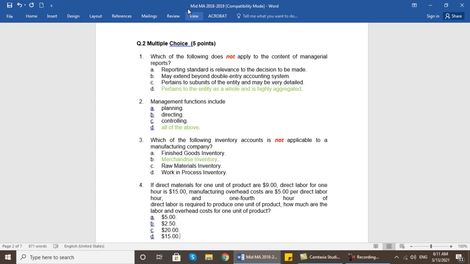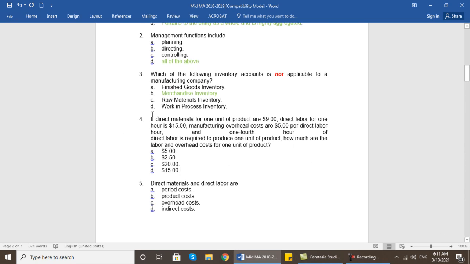Now, number 4. If direct materials for 1 unit of a product are $9, direct labor for 1 hour is $15, manufacturing overhead costs are $5 per direct labor hour, and one-fourth hour of direct labor is required to produce one unit of a product, how much are the labor and overhead costs for 1 unit of the product?